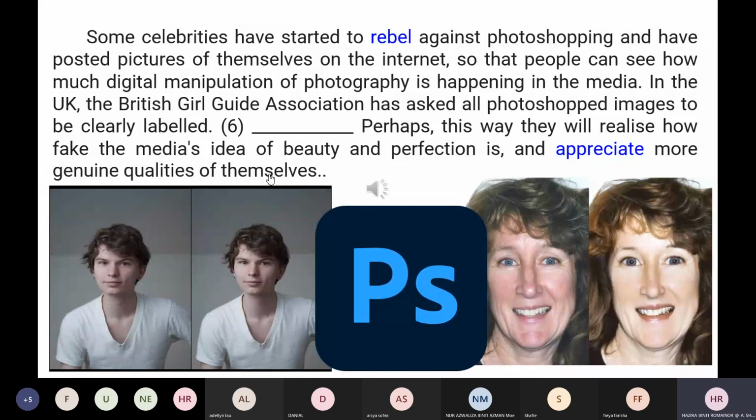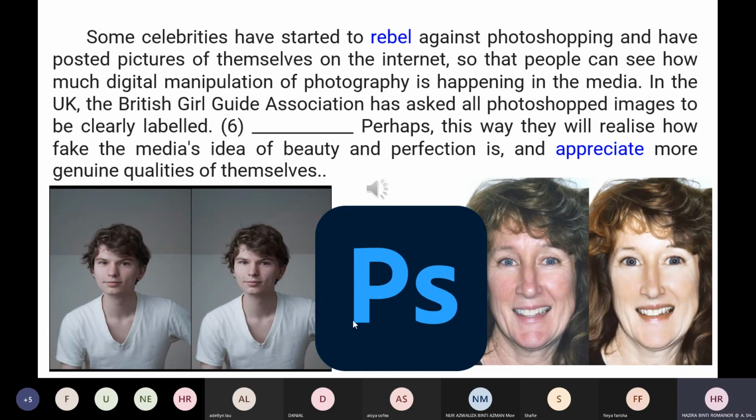Have started to rebel against photoshopping and have posted pictures of themselves on the internet so that people can see how much digital manipulation of photography is happening in the media. In the UK, the British Girl Guide Association has asked for all photoshopped images to be clearly labelled. Perhaps this way they will realise how fake the media's idea of beauty and perfection is and appreciate more genuine qualities in themselves.